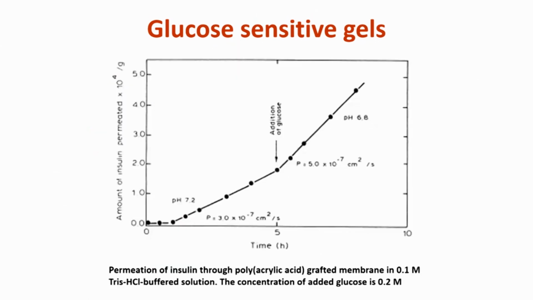Obviously, the system as I described it looks fairly fancy and fairly good, but in practice when they see it, so here is what they see, they are seeing permeation of insulin through this membrane in 0.1 molar HCl buffered solution, and they have added quite a high concentration of glucose as well, which is 0.2 molar at a certain point, and you are measuring the amount of insulin that is being released. So, as you can see over time you see some basal level of insulin coming out. So, this has a certain slope, but as you have added more glucose, you see that the slope has increased, and that shows that the system actually does work.